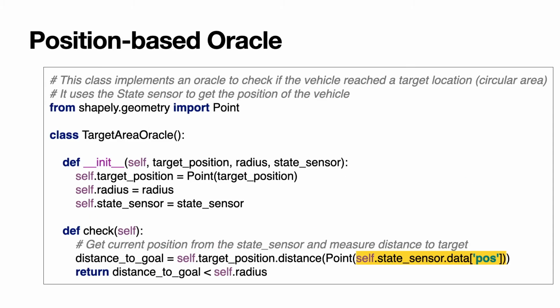Once we have a sensor, then we can define an oracle. For example, we can define a target area oracle, something that is based on position. In this case, what I've implemented is a simple oracle in which we provide a location and a radius and a state sensor. And this oracle will check whether or not the position of the car is within this area.